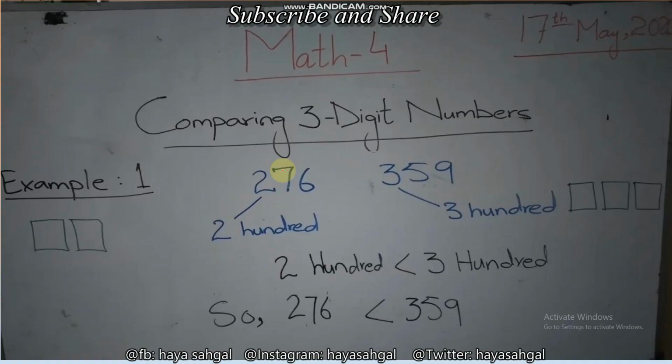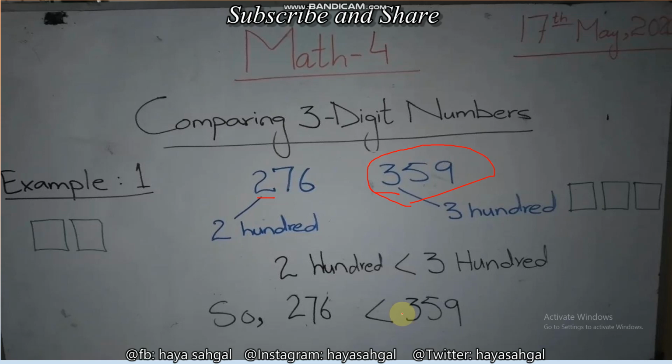Here I have an example of three-digit numbers: 276 and 359. We have to compare from 200 and 300. As 300 is greater than 200, of course the whole number 359 will be greater than 276. The open mouth of the crocodile will be towards the greater number.